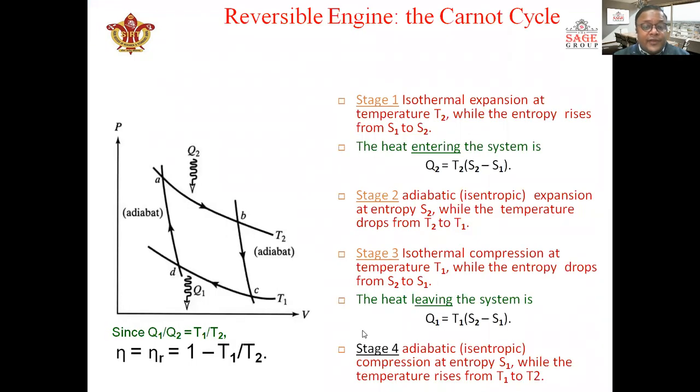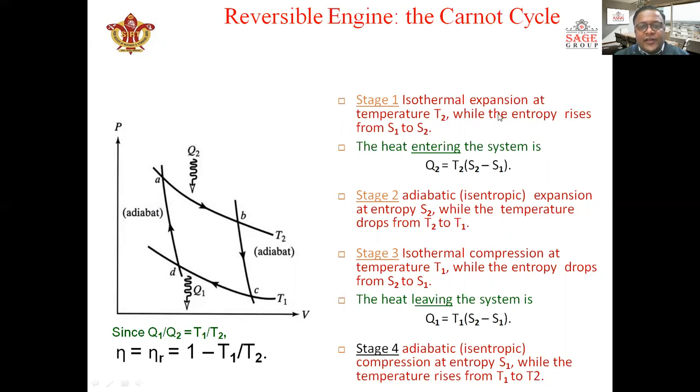This is the PV diagram for the Carnot cycle, in which the four processes already discussed in the class are described. AB is called isothermal expansion, BC is called isentropic expansion, CD is called isothermal compression, and DA is the adiabatic or isentropic process of compression. So these are the four processes that make up a cycle.